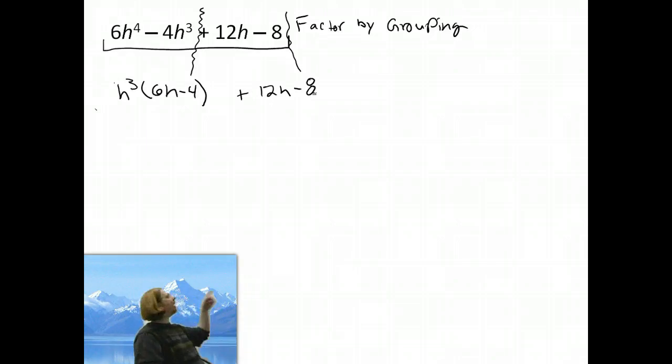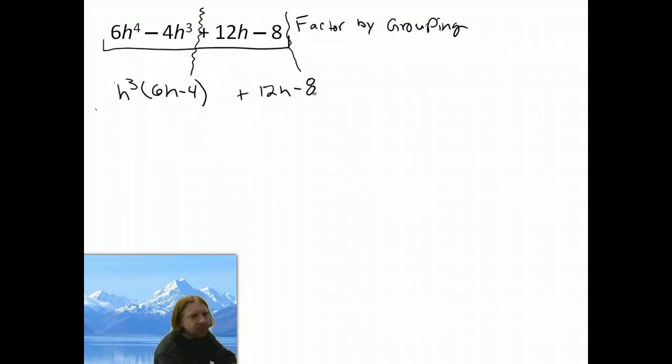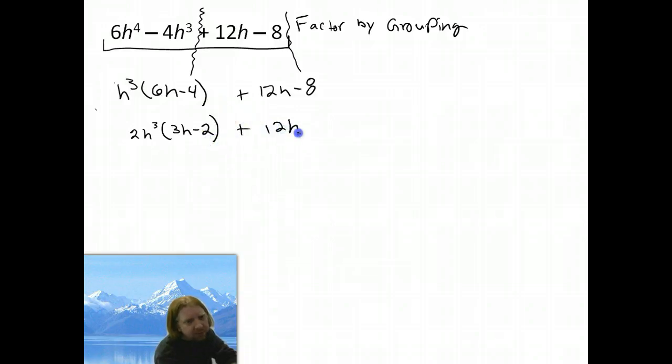What else can I yank out of that first group, though? There's still some more to be done. Pull out a 2. So now I've got 2h to the third, 3h minus 2. And then I'm going to copy that down as I keep going.